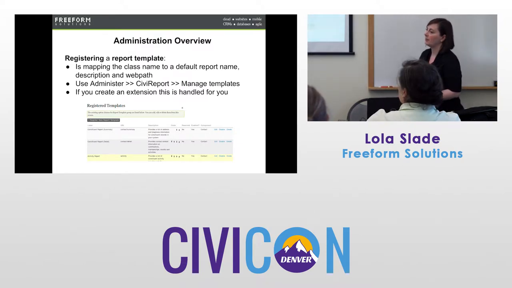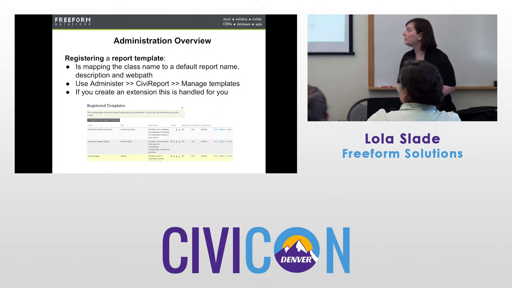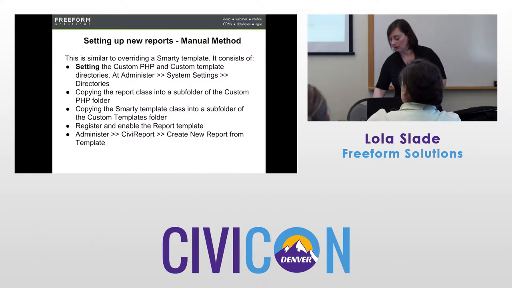Basically what you're doing is mapping the PHP class name to some descriptive information in the system, the name, the description, and also, more importantly, a web path that it can use to call that form. You can use administer CiviReport manage templates, but if you create an extension and add a report to the extension, that part is handled for you, so that's great.